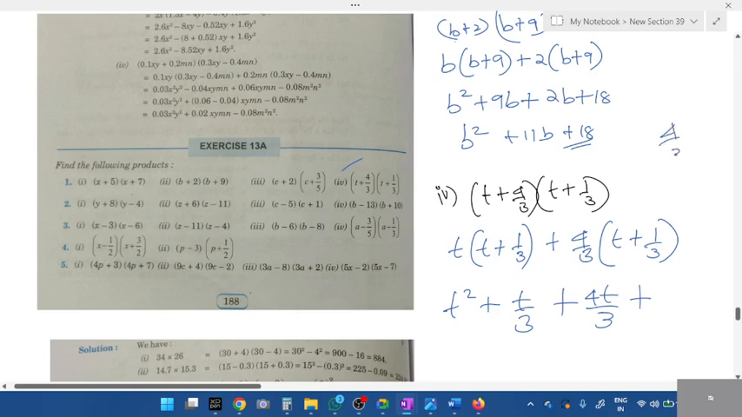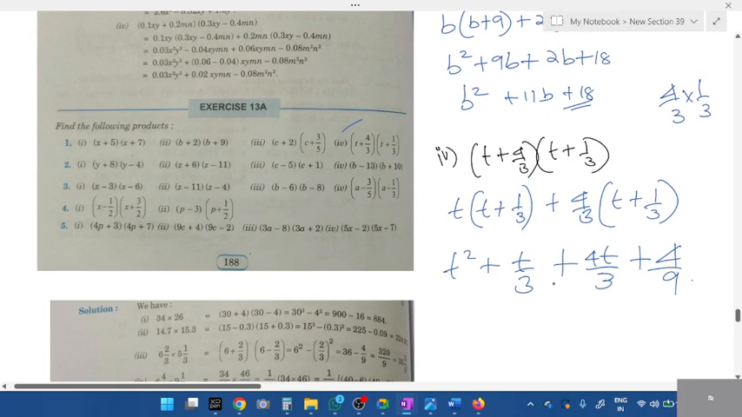How do you multiply 4 by 3 into 1 by 3? What's the answer? We did in rational numbers. 4 ones are 4, 3 threes are 9, so 4 by 9. Very good. Now see, these two are like terms. It has t and 3 by t. Take LCM. What do you get for LCM, students? LCM is 3, t plus 1. What is 1t plus 4t? 5t. This is the answer.